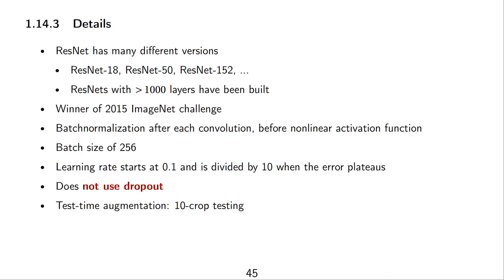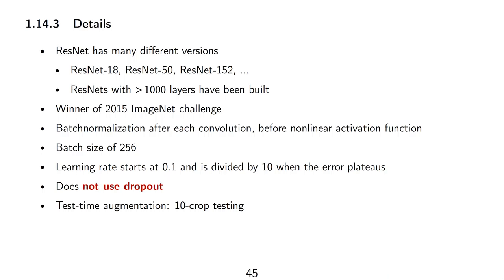ResNet won the 2015 ImageNet Challenge, and it could provide a significant improvement over VGG and GoogleNet. A key thing that makes ResNet work is the batch normalization. The authors propose to use batch normalization after each convolution and before the nonlinear activation function. However, also other versions of ResNet exist.